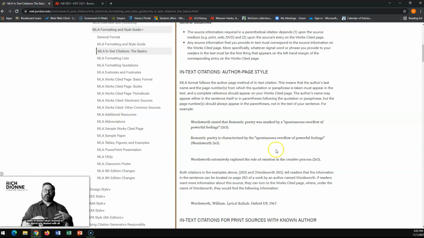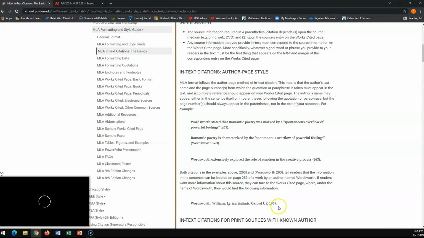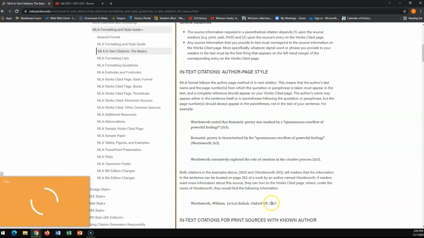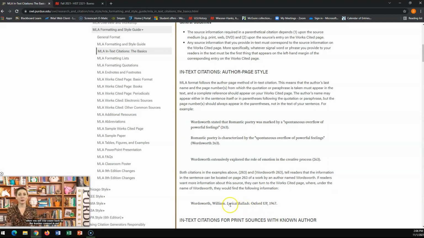If readers want more information, they can scroll all the way down to the very bottom of the essay, or the very end of the paper, and they're like, oh, that's on page 263 of Lyrical Ballads by William Wordsworth. Maybe there's a reprint, but the one they were using is from 1967. So if I want to find that and read more about this, or just check to see if that's really where they got it from, I know what book to look for. I know who published it, and I even know the year of the publication.